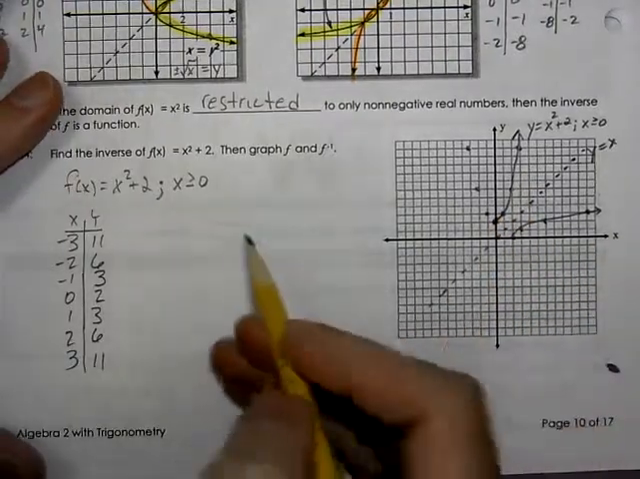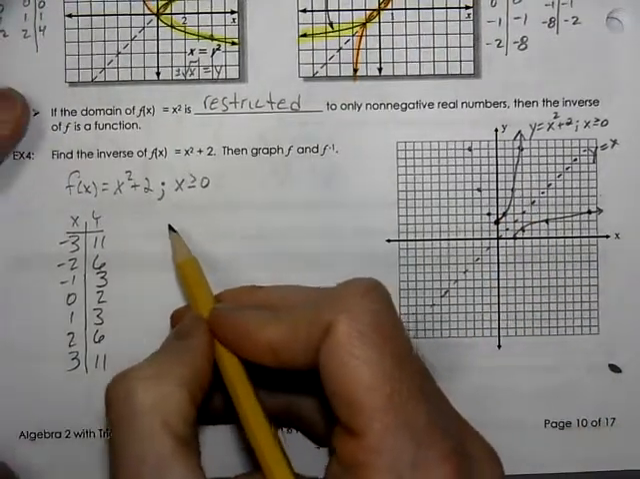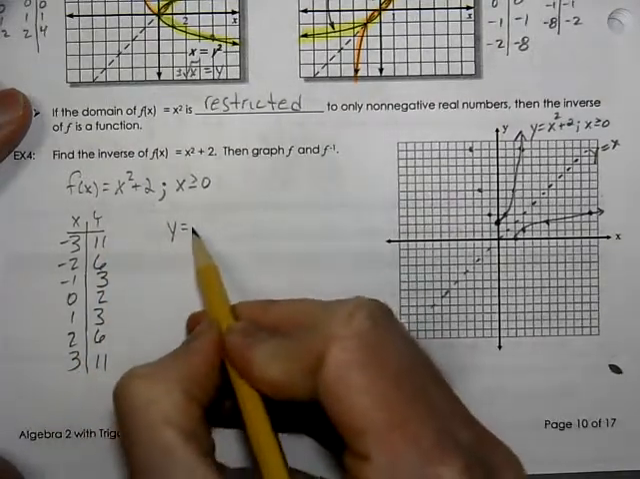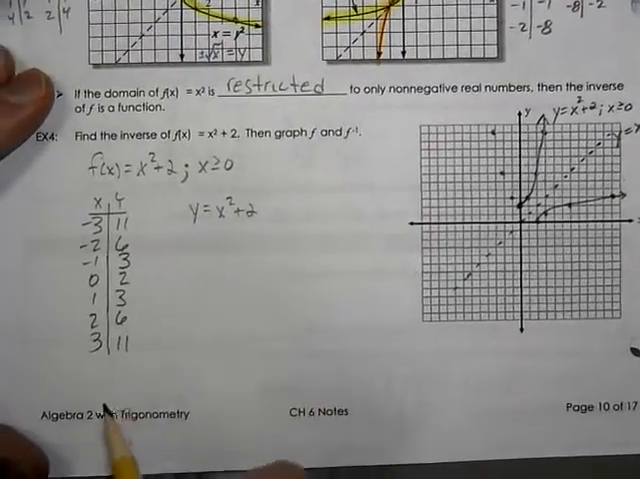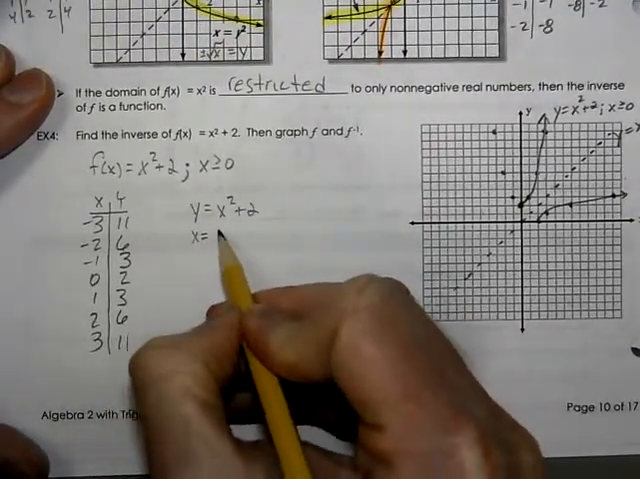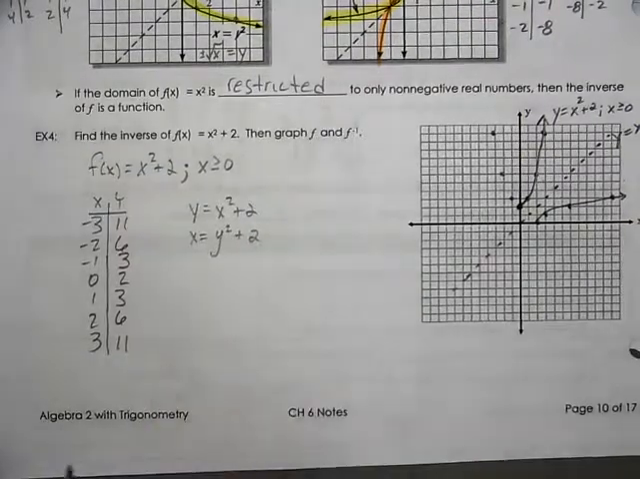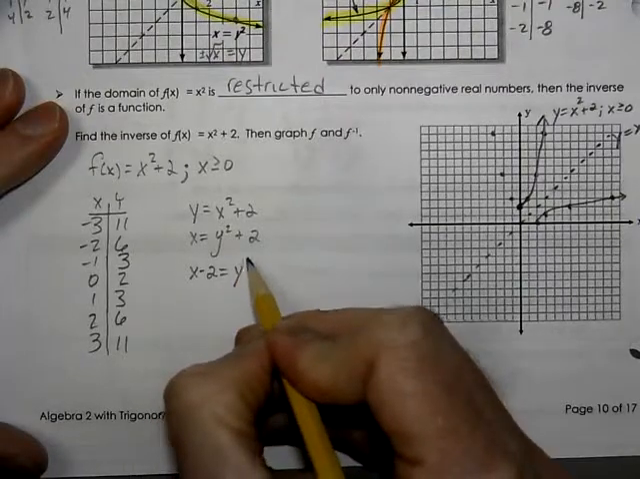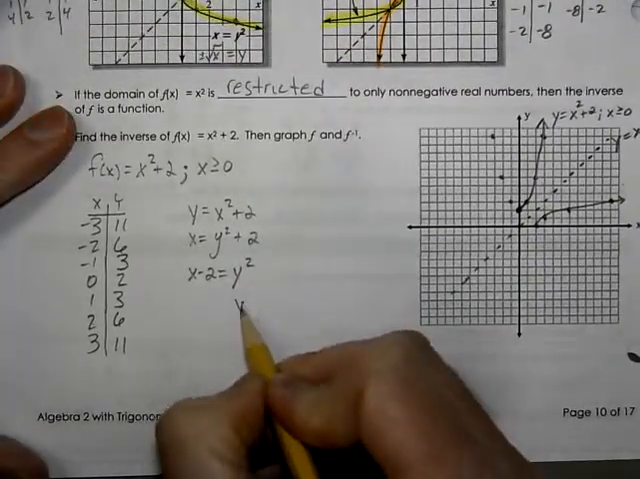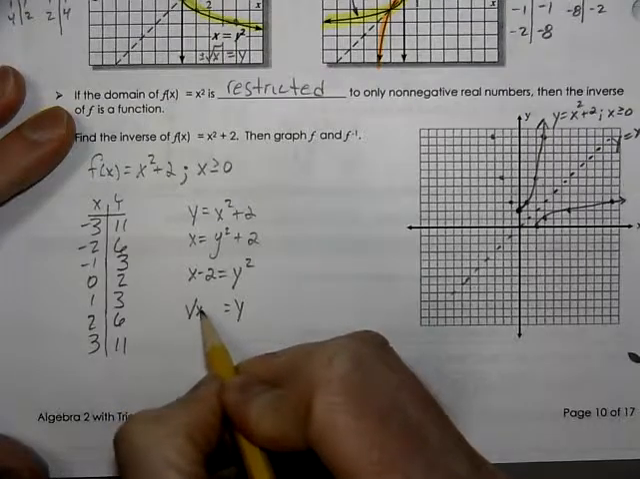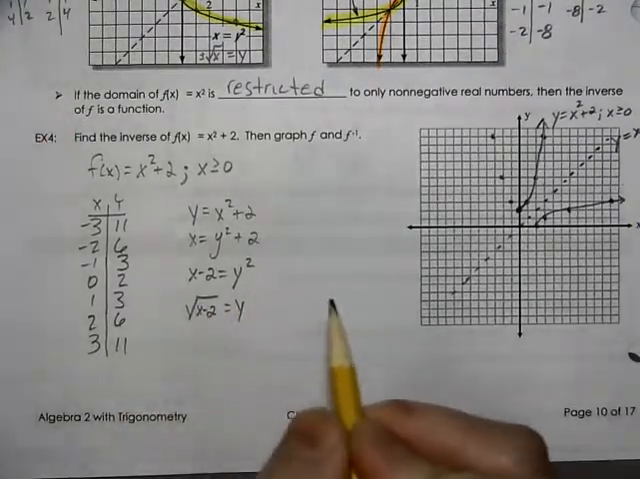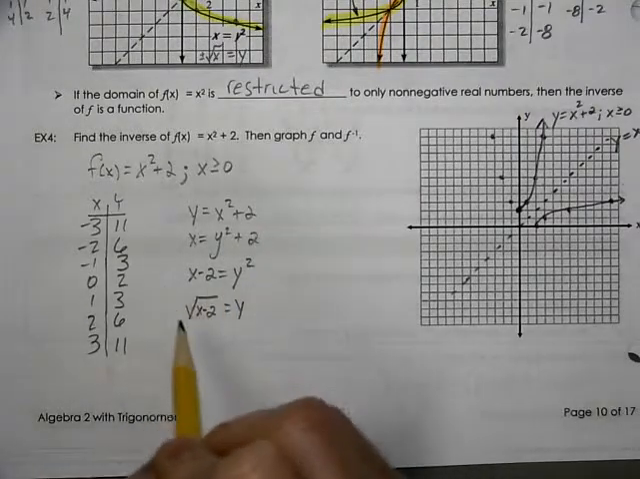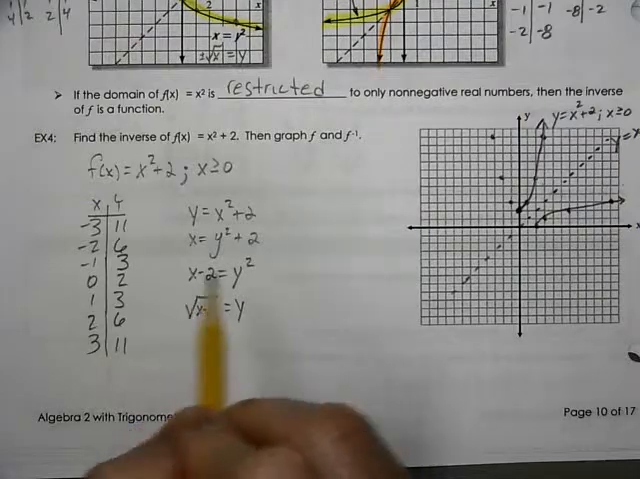What is the equation of that going to be? Well, we start with our function being y equals x squared plus 2. We switch our x and the y. This is what we did on a previous lesson. Subtract 2, and then take the square root. Now we have to decide if this is going to be plus or minus, or if we're only going to use a portion of that.